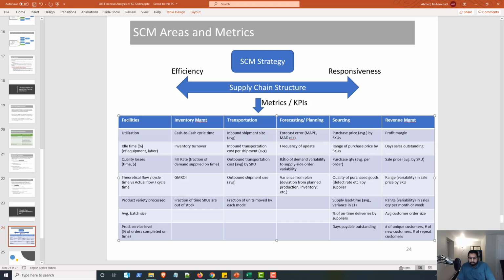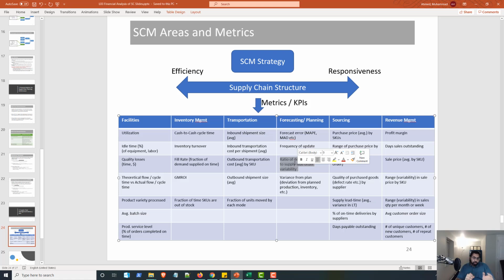Okay, ratio of demand variability to supply side order variability. This is a little bit tricky to understand. What this means is your demand that your company sees might be variable, and over time the orders you place to your suppliers are going to be variable. The quantity is going to go up and down, right? You don't order the exact same quantity at the exact same schedule to your supplier. Sometimes you order more, sometimes you order less.